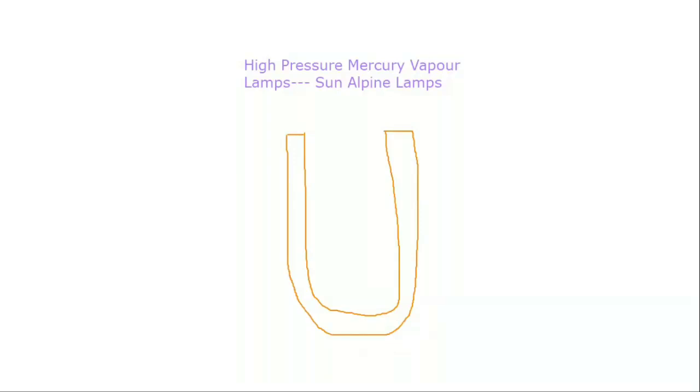On to both the sides of this U-shaped tube, we have electrodes. I will be drawing both the electrodes in different colors. You can see this pink color, this is your positive electrode. I'll label it later on. And this green color electrode is your negative.